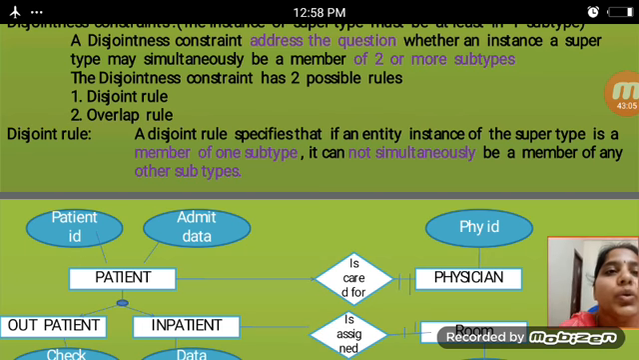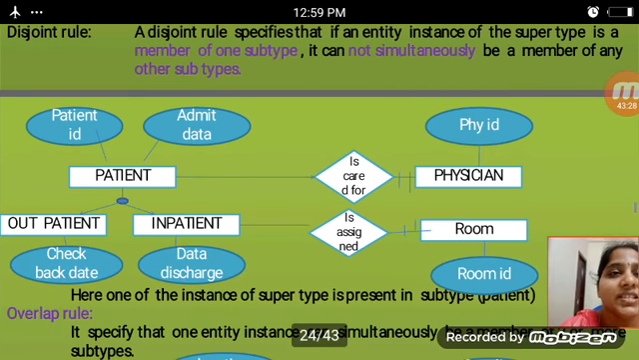The disjoint rule specifies that if an entity instance of the supertype is a member of one subtype, it cannot simultaneously be a member of any other subtype. I am going to take an example for this. A patient has outpatient and inpatient subtypes, with check date, discharge date, patient ID, and admit date, associated with care date for physician with physician ID and room ID. This is an overlap and disjoint constraint.